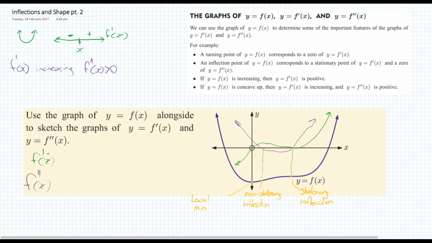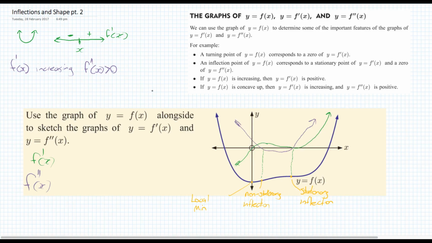It's also worth noting that at the stationary inflection point, the graphs of our derivative and our second derivative are equal to 0. So they're both passing through this point here. At a non-stationary point, our derivative is 0, our second derivative is equal to 0, and our first derivative is greater than 0.